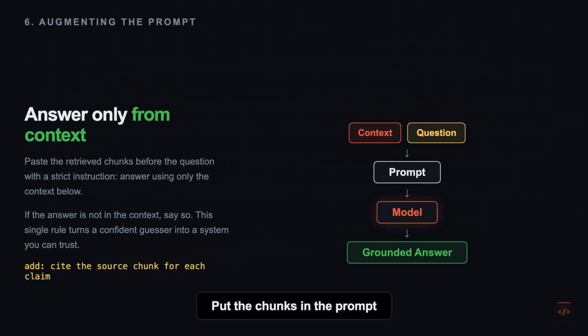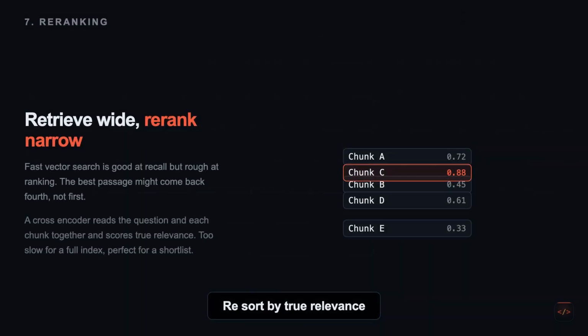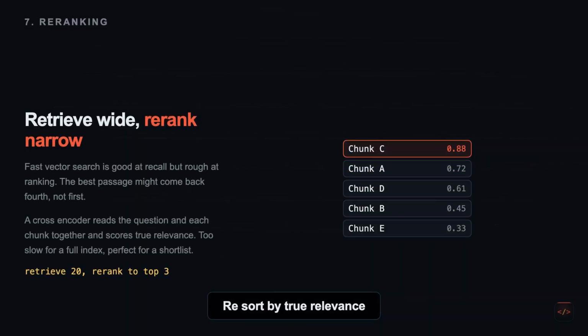That single instruction, answer only from the context, is what turns a confident guesser into a system you can trust, because every claim is traceable to a source you provided. But there is a weak link in all of this. The fast vector search is good at recall but rough at ranking. So the single best passage might come back fourth, not first. Reranking fixes this order issue.